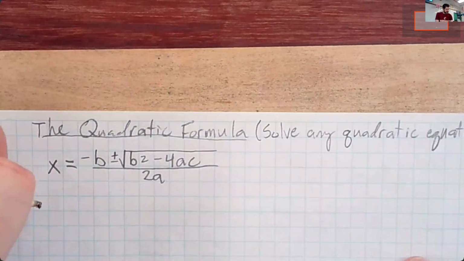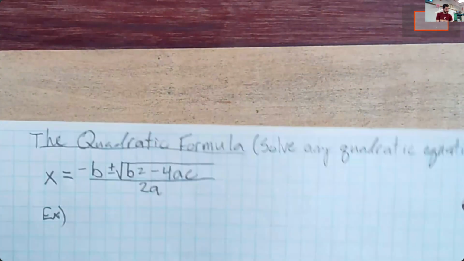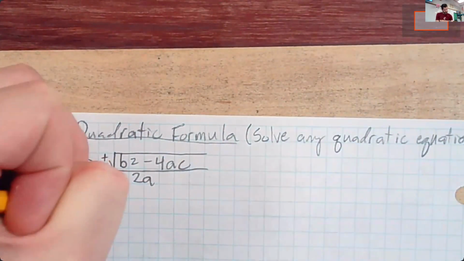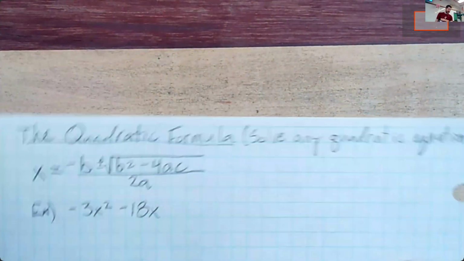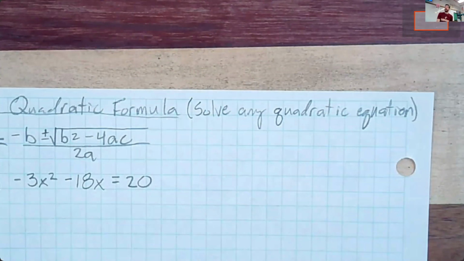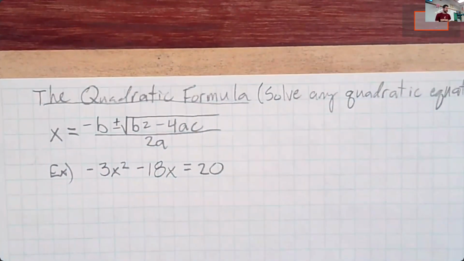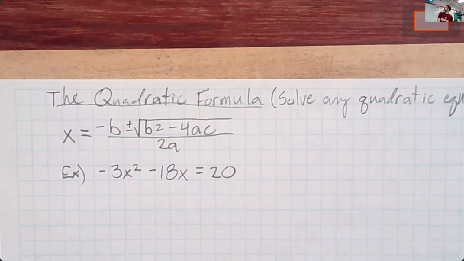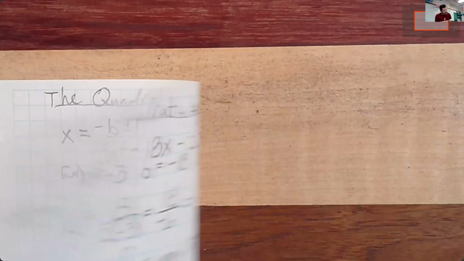So here's our example. It's the same one that we did on the front. So we're going to say negative 3x squared minus 18x equals 20. I'm going to mix it up a little bit. It's the same equation, but I'm mixing it up just a little bit. That looks good.